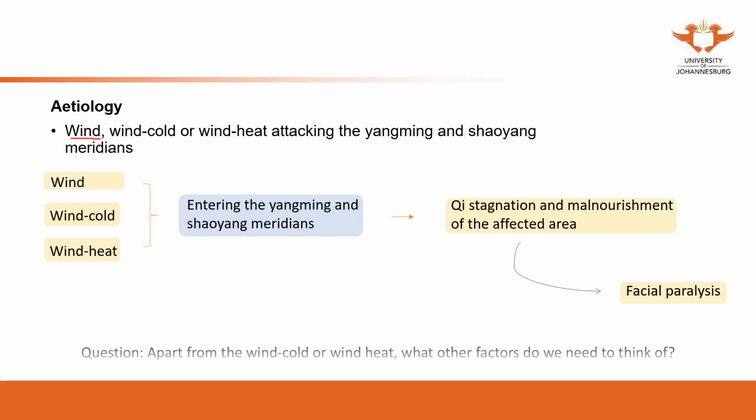Okay. So apart from the pathogens, you also need to focus on the antipathogenic qi. You need to strengthen the body constitution, to strengthen the antipathogenic qi so that the pathogen won't attack the human body. So we always think from two aspects, the pathogens and the body constitution.